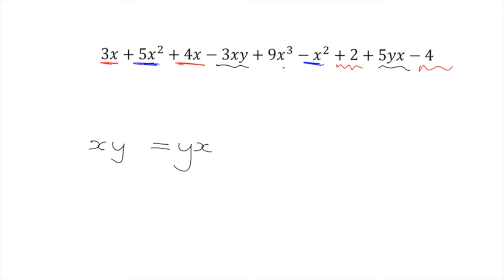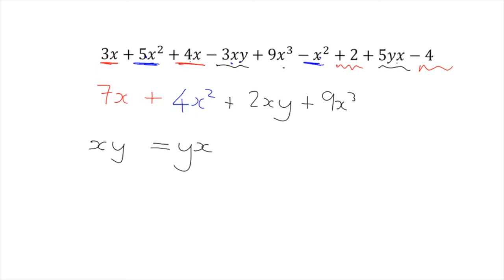So let's have a look here. 3x plus 4x gives me 7x. Then I have to combine these ones here, 5x squared minus x squared, that's going to give me 4x squared. Okay, I've already dealt with that one. Let's have a look here. I've got negative 3xy plus 5xy, so negative 3 plus 5 gives me 2, so it's plus 2xy. This 9x cubed didn't have a friend, so it just stays.